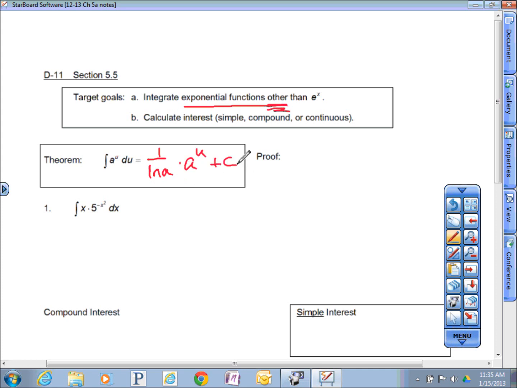So the only difference between integrating that function is I have to put 1 over natural log of the base in it. And I can go through the proof if you'd like. It's actually not the most pleasant thing, but we can go ahead and do it.